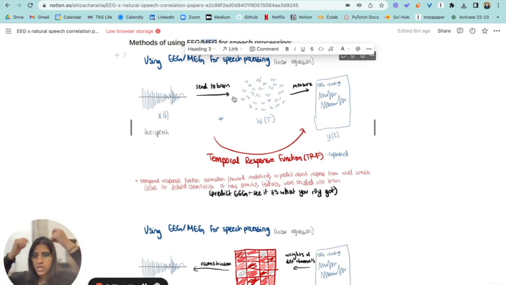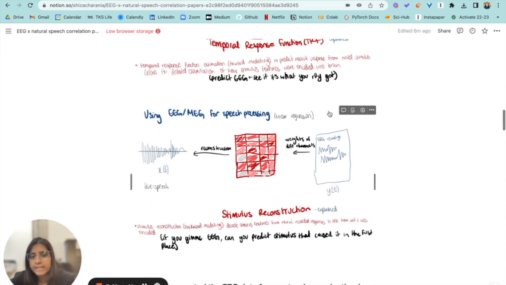And so that's why you need a bunch of different electrodes on your scalp, so that you can basically collect all of the EEG data needed, and then you measure this. So here, again at a very high level, you're predicting EEG and seeing if it's what you really got in the recording. So that's one method, the temporal response function.